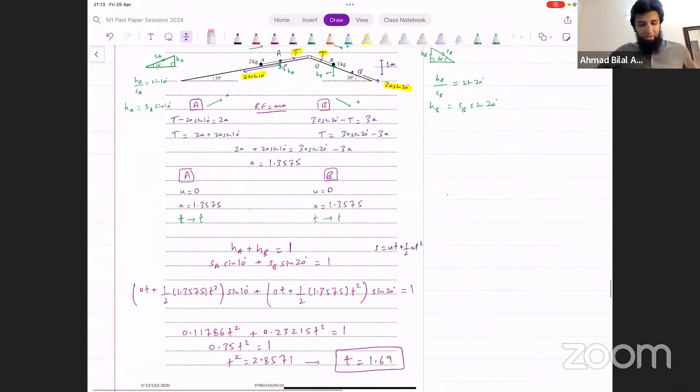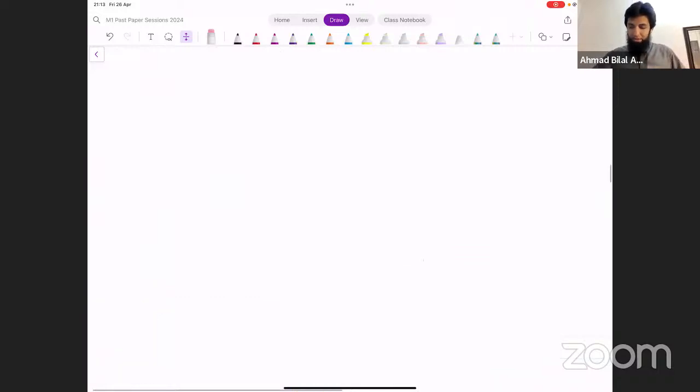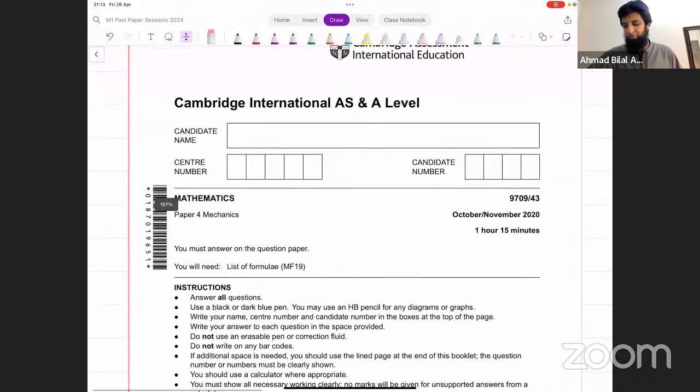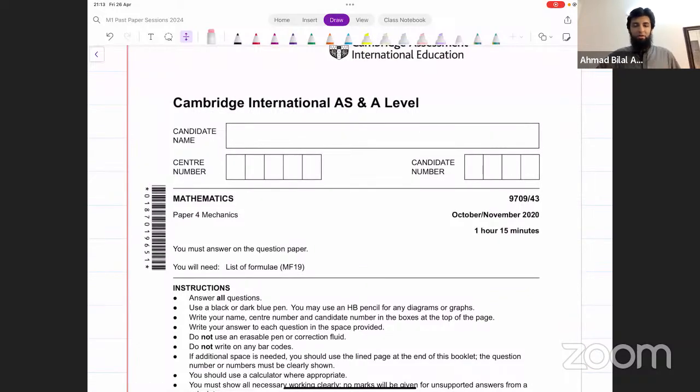Okay, great. So that's it for today then. This was November 2020, paper 4, variant 3. We end our class here for today.